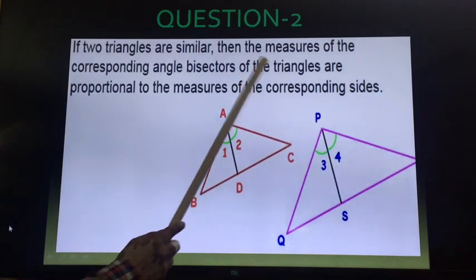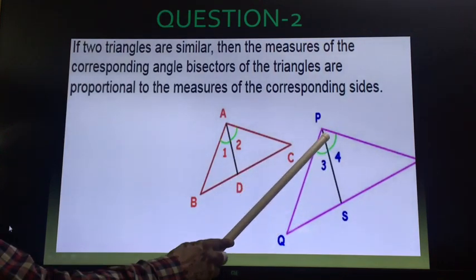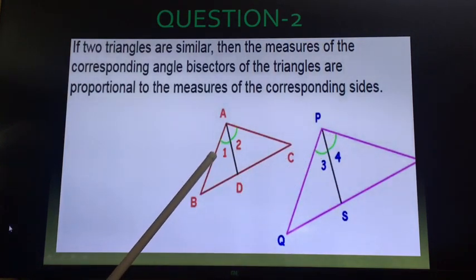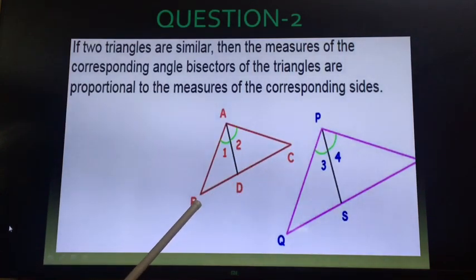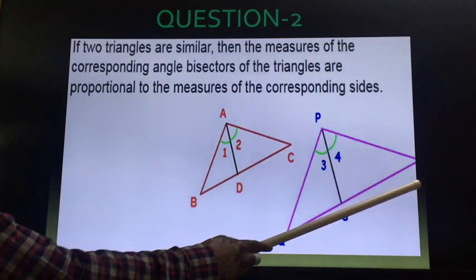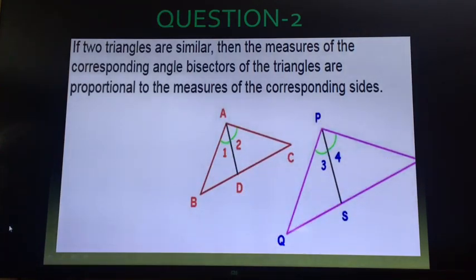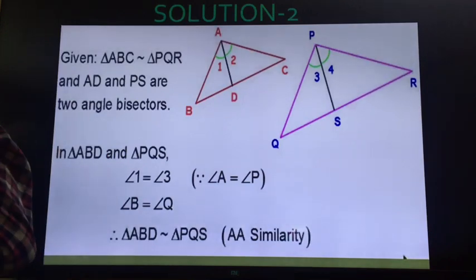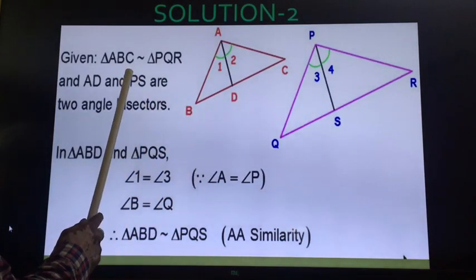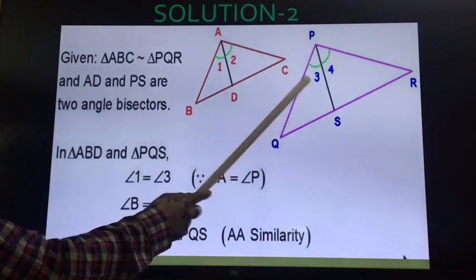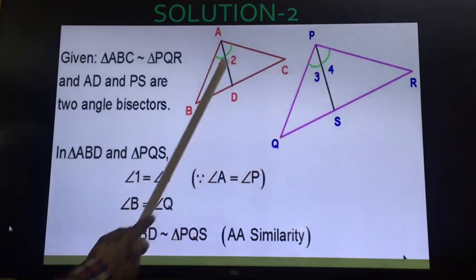So we have to prove that the ratio of the bisectors AD and PS is equal to the ratio of their corresponding sides, that is AB upon PQ or BC upon QR or AC upon PR. So see the proof for this question. Triangle ABC and triangle PQR are similar. Now AD and PS are the bisectors.